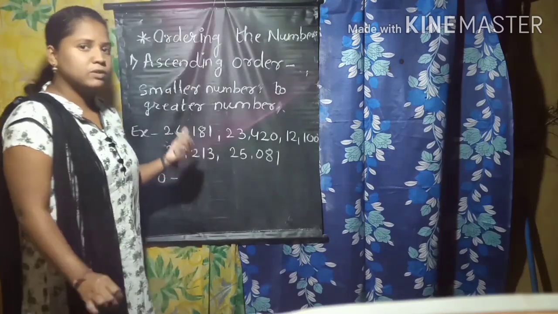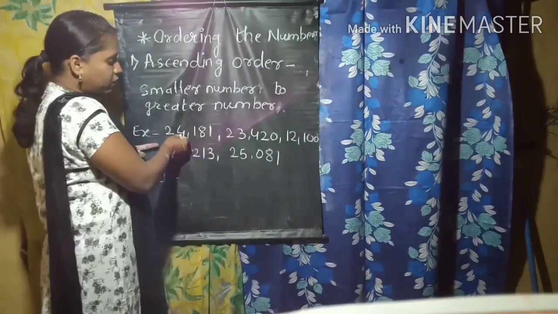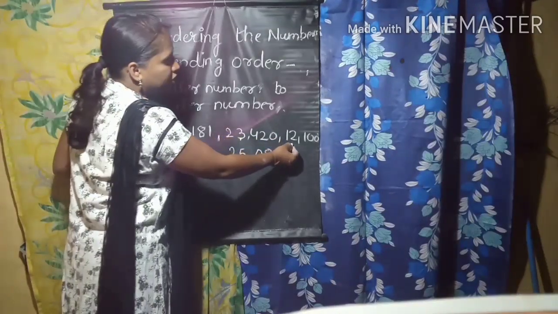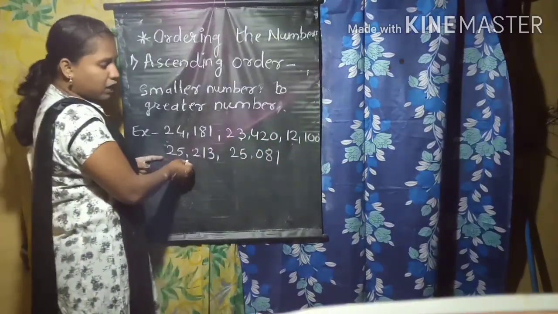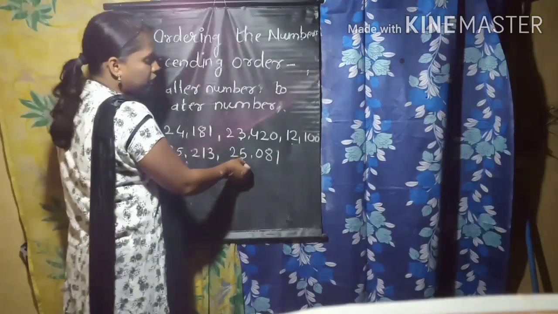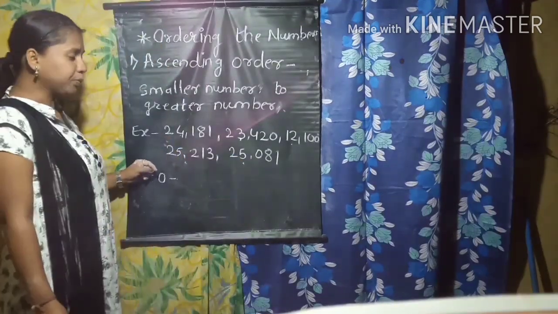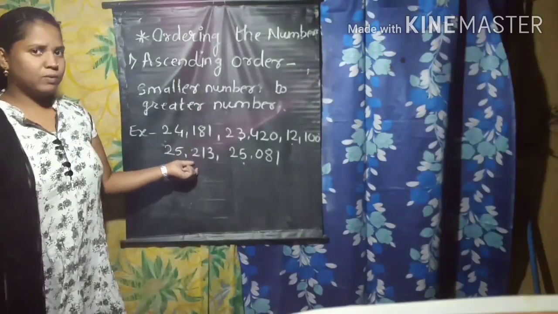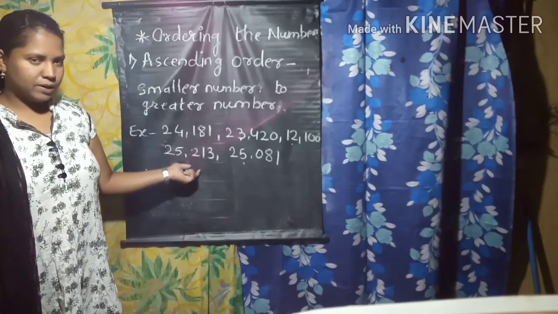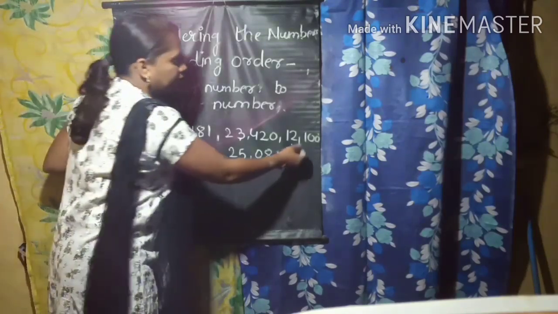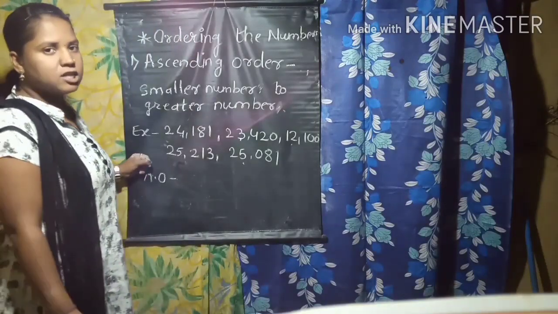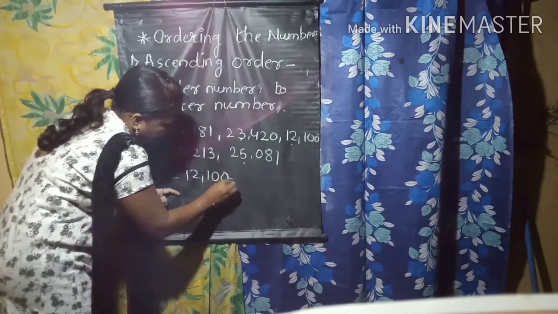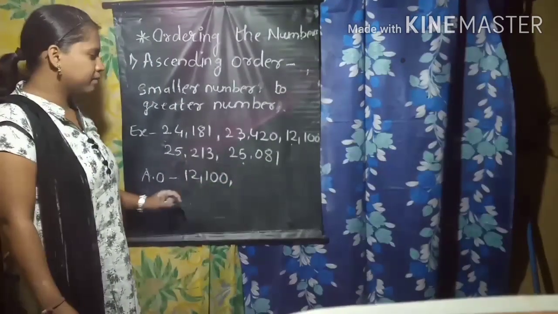Let us take ascending order. From the given numbers, which one is smaller? There is 24,181, 23,420, 12,100, 25,213, 25,081. So which one is smaller here? Is 25,213 the smaller one? No, it is not. So which one is the smaller number here? 12,100 is the smaller number. So the first one here is 12,100.